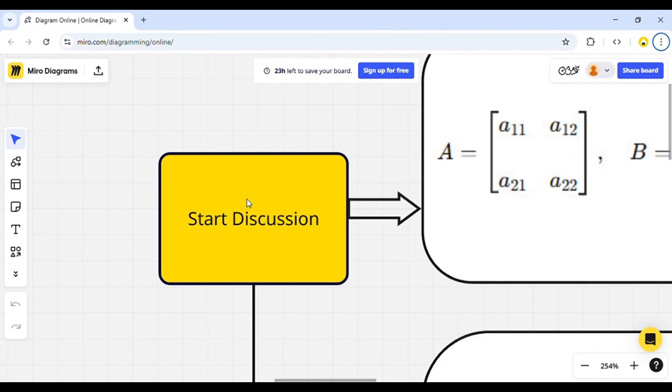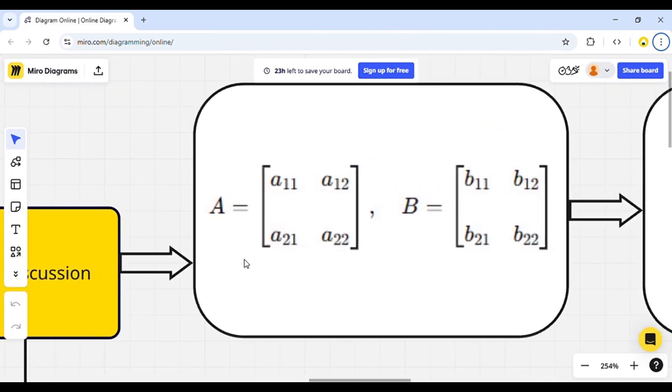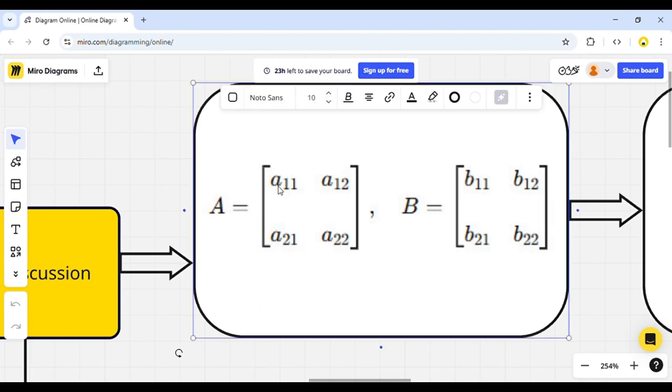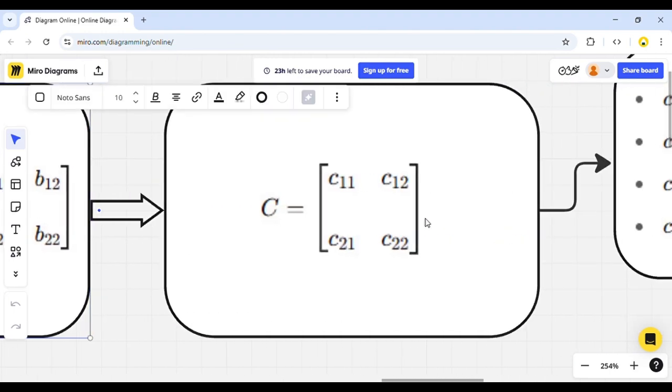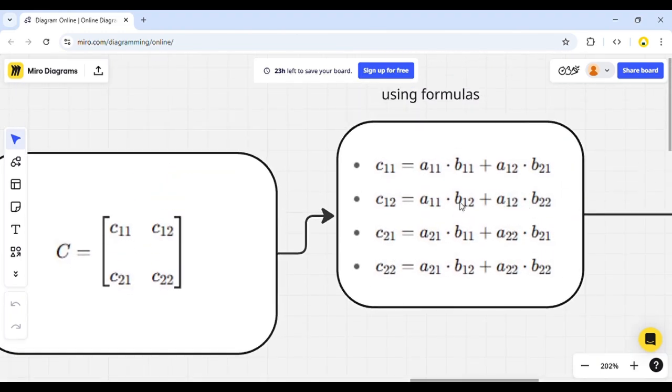In normal multiplication of size 2 by 2, we have matrices of size 2 by 2, like A and B, and for this purpose we have to multiply each row of matrix A with each column of matrix B. So we will get the matrix C, which is the product of A and B. Here we have some formulas: C11, C12, C21, C22.